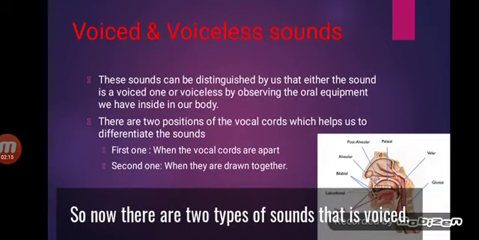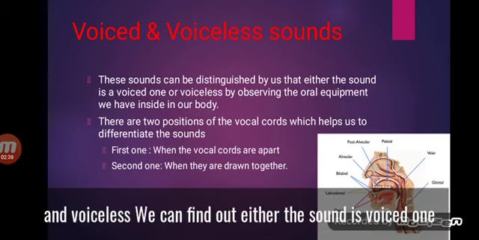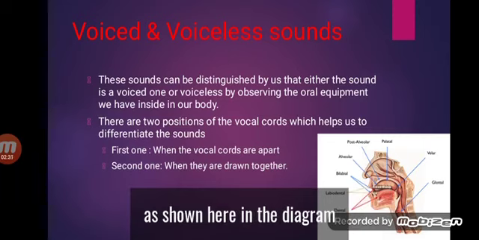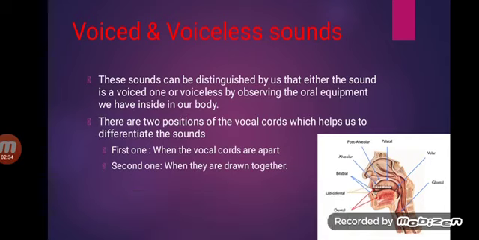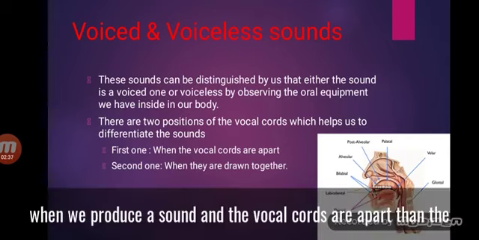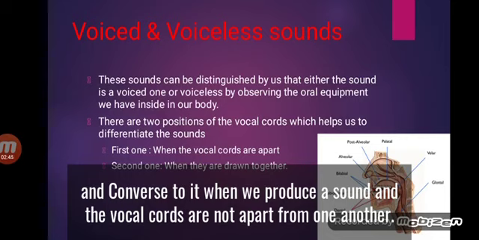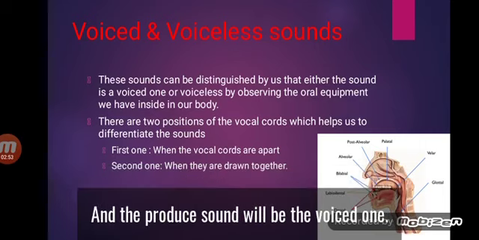Now there are two types of sounds, voiced and voiceless. We can find out whether the sound is voiced or voiceless by observing our vocal cords, as shown here in the diagram. When we produce a sound and the vocal cords are apart, then the produced speech sound will be a voiceless one. Conversely, when we produce a sound and the vocal cords are not apart from one another, then the produced sound will be a voiced one.